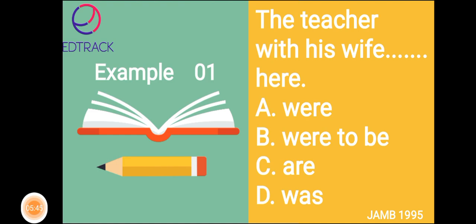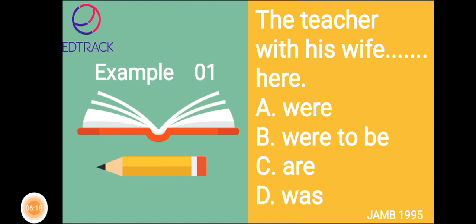Okay, what we have in option D is was, and that is our correct option. Why is it was? I am sure you know that was is the past tense of the singular verb is. Good. Now, why is it was and not were? Because we could see two individuals here. We could see the teacher and we could see his wife. So we have two persons here. Why is it not were?